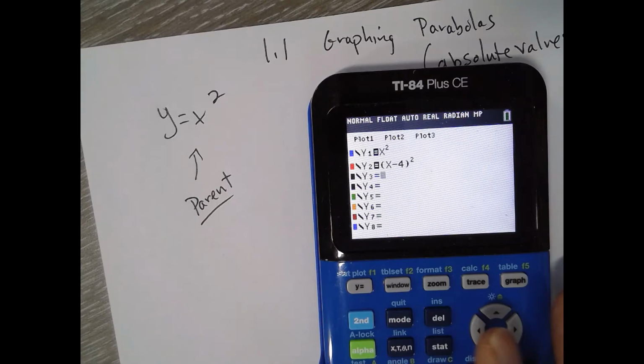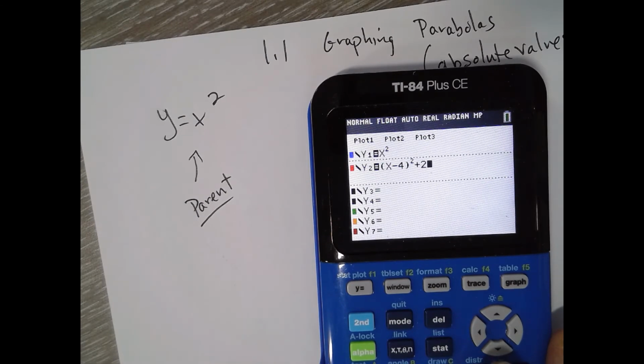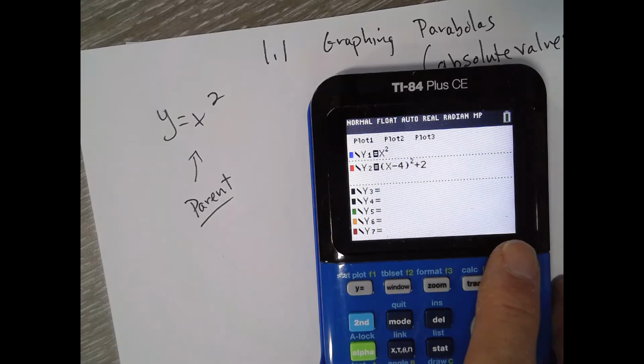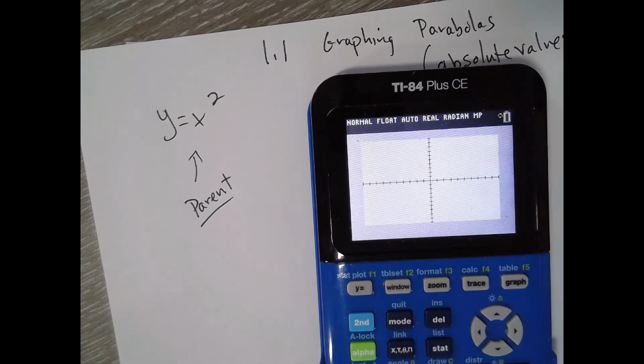Okay, so we could combine them, and I'm going to do x minus 4 squared, and then I'll do plus 2. Okay, so that x minus 4, we know it moves it right 4. The plus 2, we've already said that if we add or subtract something at the end, it's going to move it up or down.